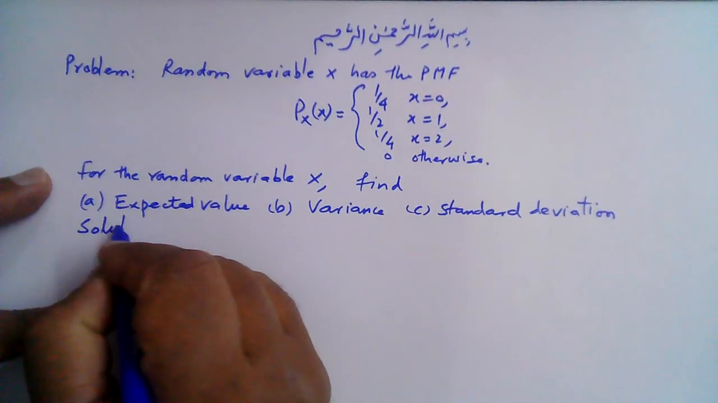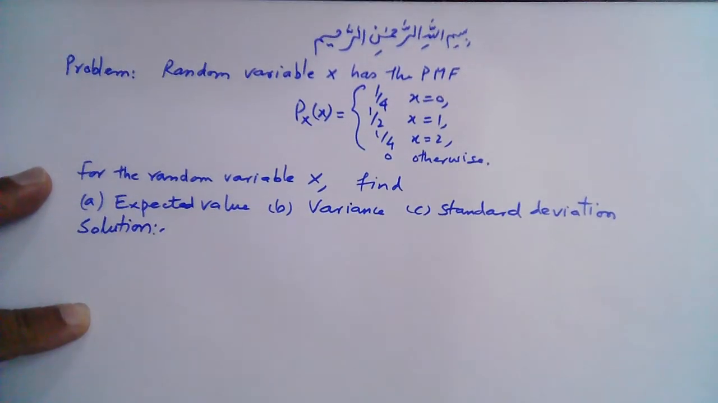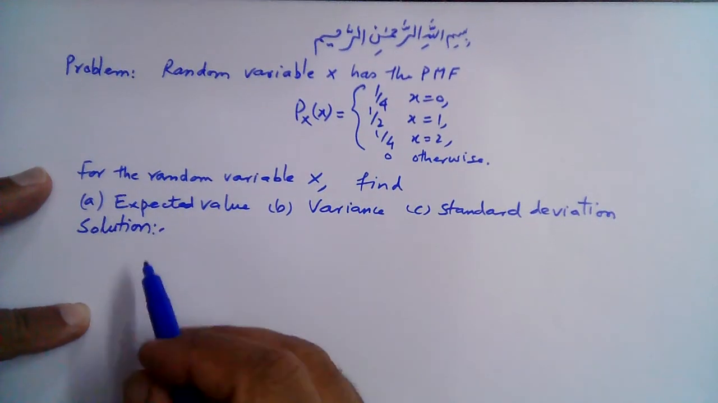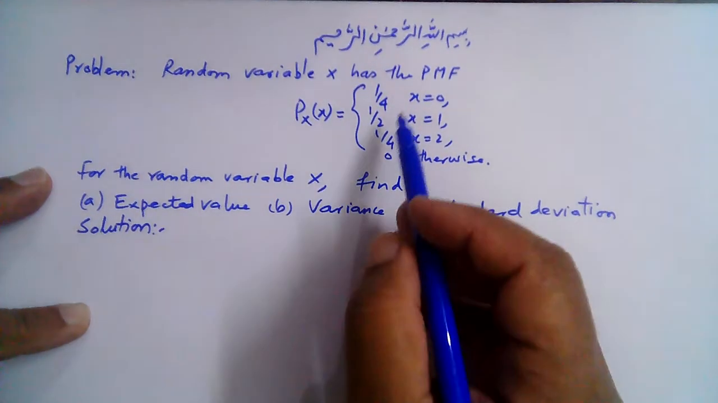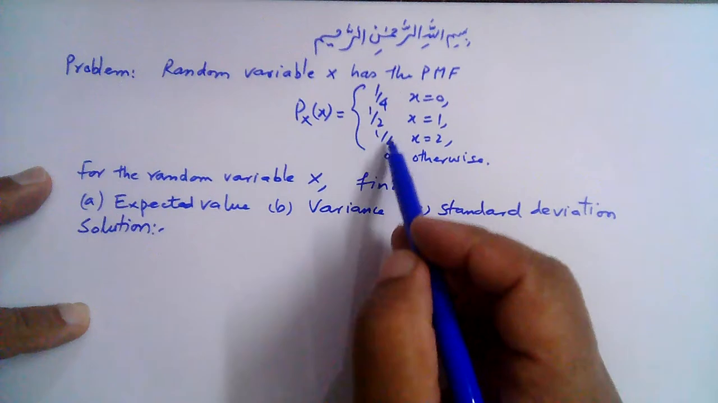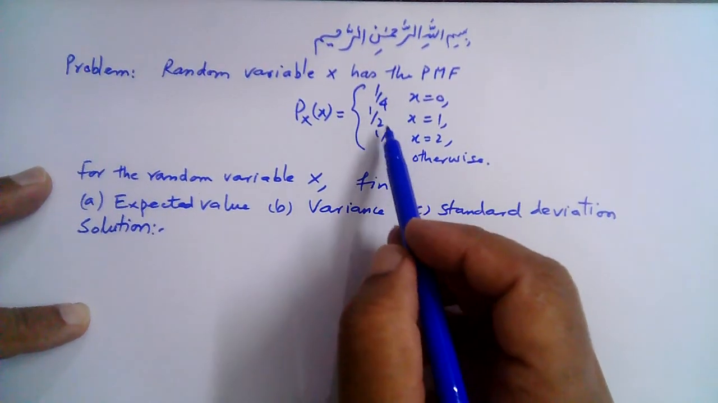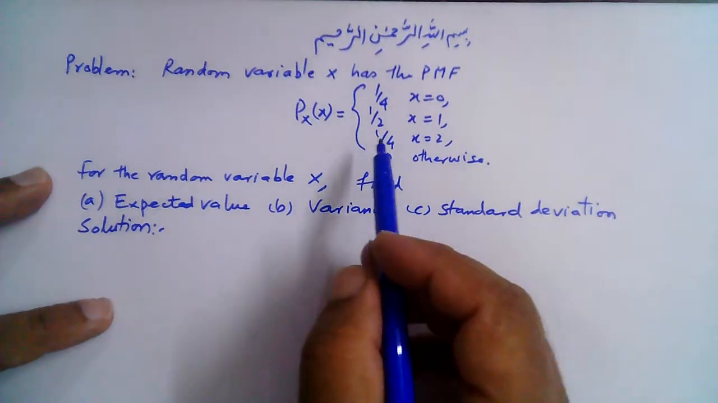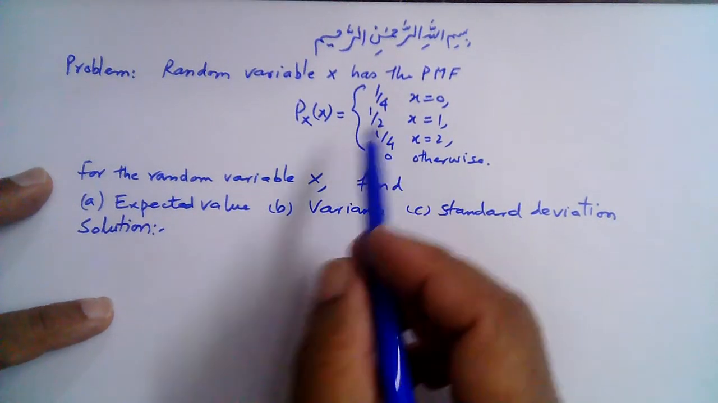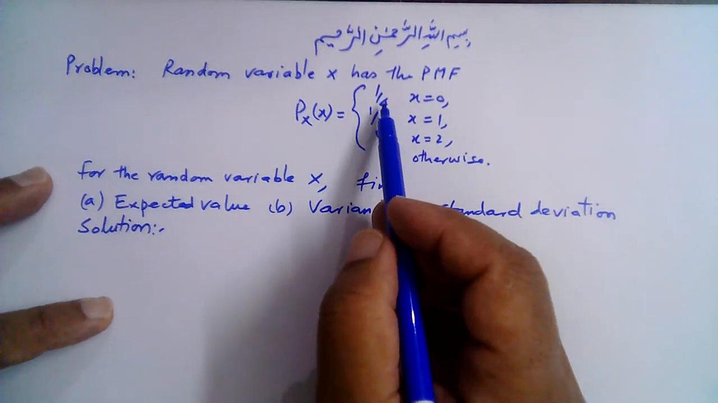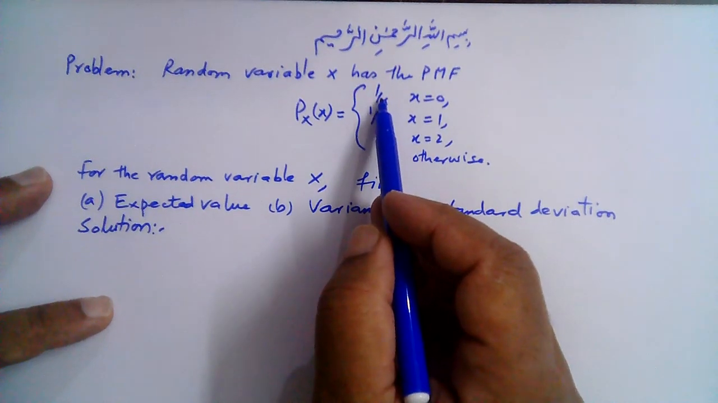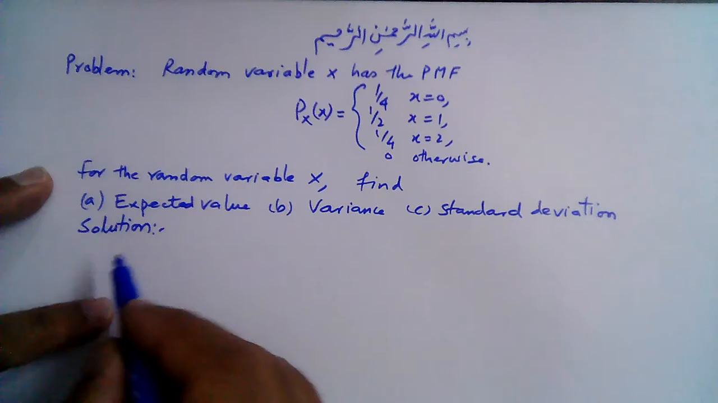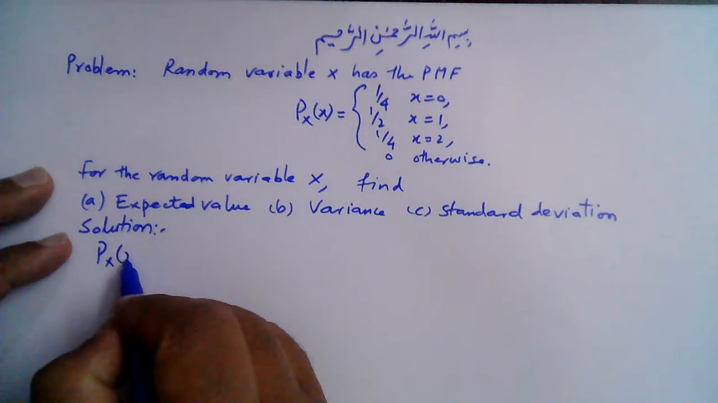So first of all, let's note that this is a valid PMF. If we add all these values, they add up to 1. And next, this PMF can be written in a more compact form. For example, this probability value is 1 over 4 and this also is 1 over 4. So we can write it in this form also.